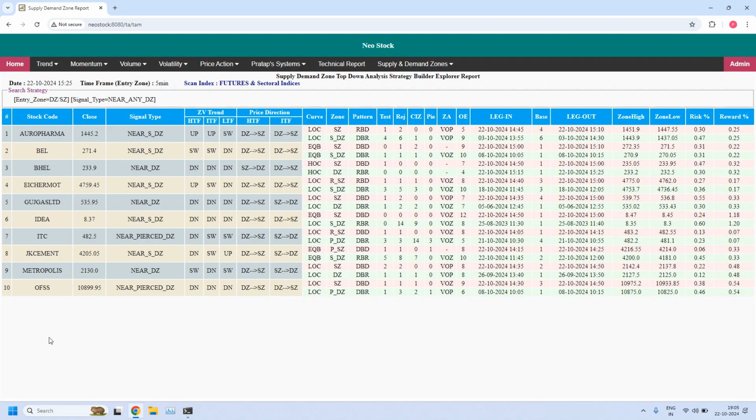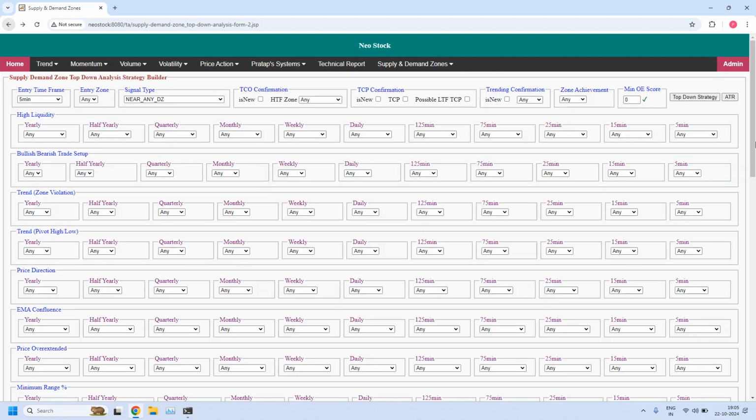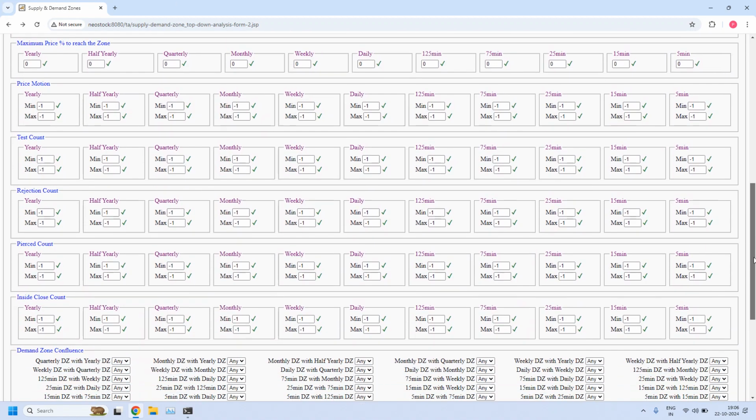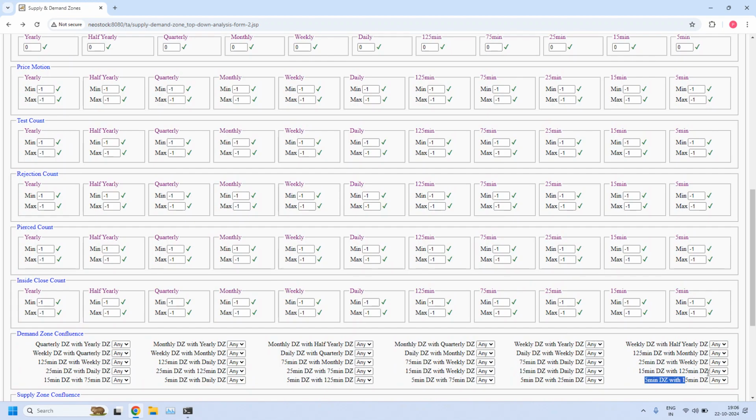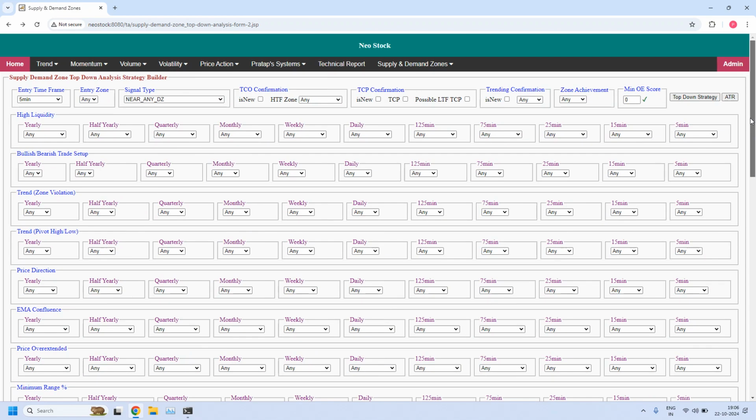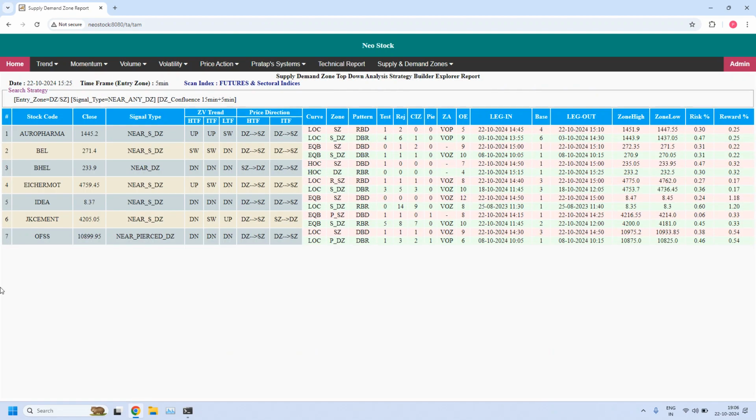Now let's verify how many of these stocks are having ITF confluence. That is a 5 minutes demand zone with 15 minutes demand zone confluence, enabling the filter. We got 7 stocks. These 7 stocks demand zones are having some of the demand zones might be pierced. Ignore them.